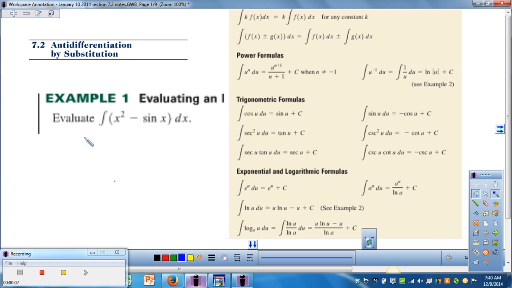Help me. I guess we can write it down first. X cubed over 3 plus cosine x. Very nice. Because the derivative of cosine x is negative sine x. And then plus C. On every indefinite integral, we will have a plus C. Okay?